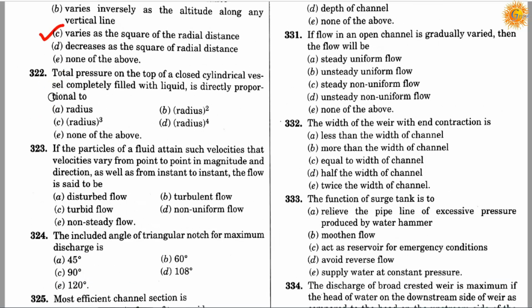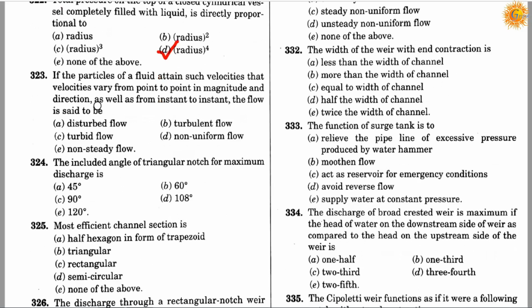Question number 322. Total pressure on the top of a closed cylindrical vessel completely filled with liquid is directly proportional to option A, radius, option B, radius square, option C, radius cube, option D, radius power 4, and option E, none of the above. So the correct answer is D, it will be radius power 4.